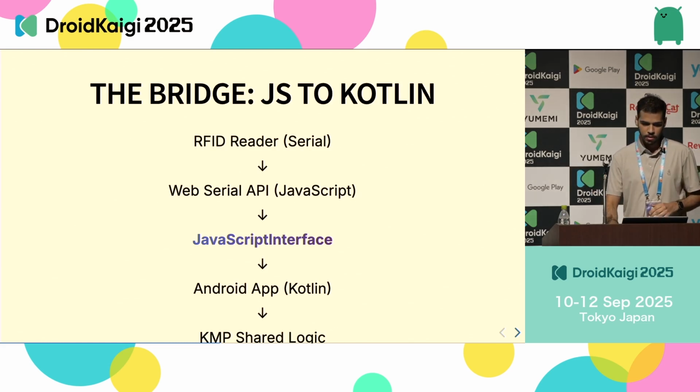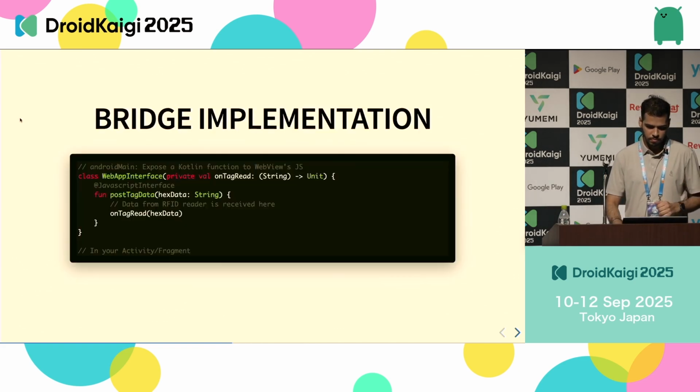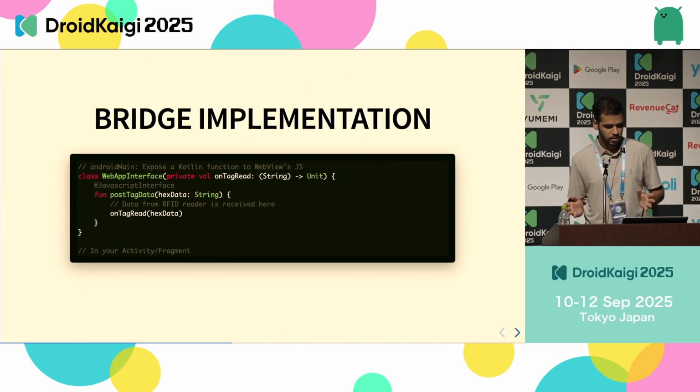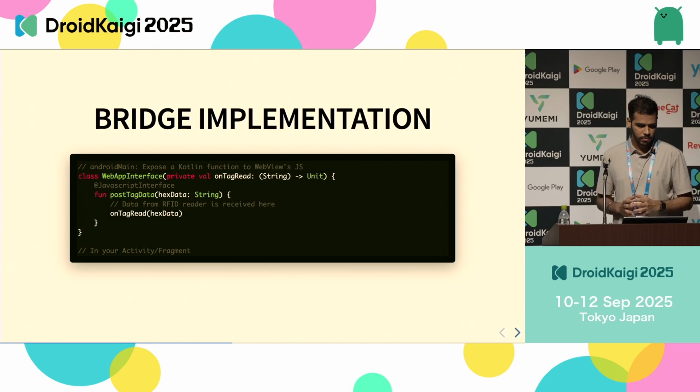Now let's look at how the code implementation works. It's simple. It's not that complicated. If you look at the code, first you create a small class in Kotlin called WebAppInterface. Now we have the JavaScript interface annotation there. So any public method with this annotation becomes callable from JavaScript. So you might notice that we have something called postTagData. This is a globally available function from the web page.